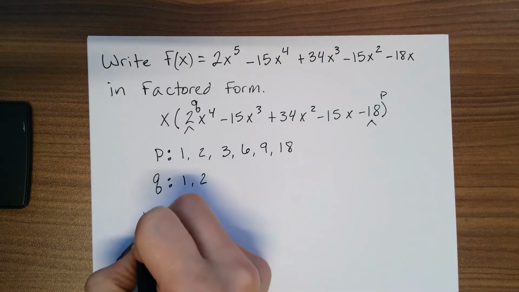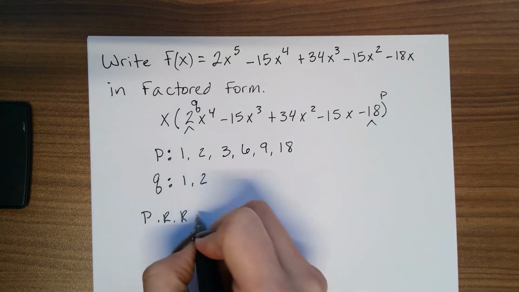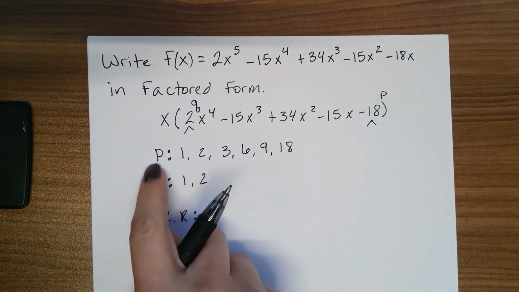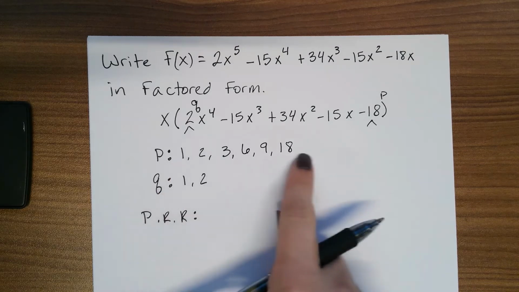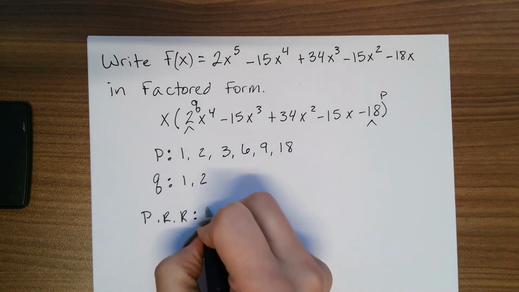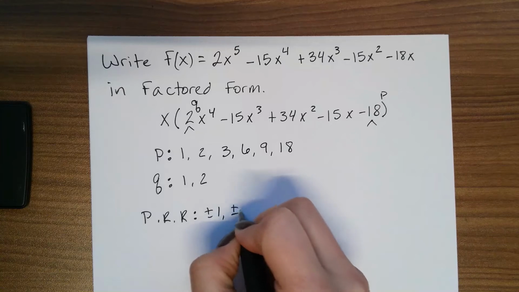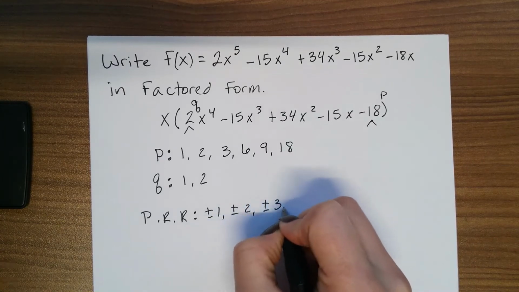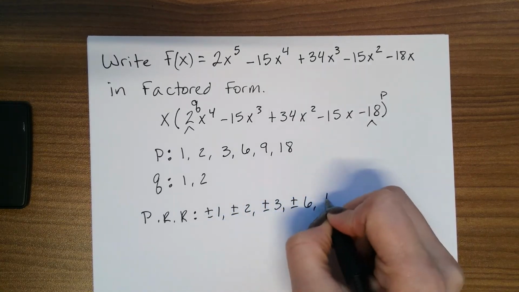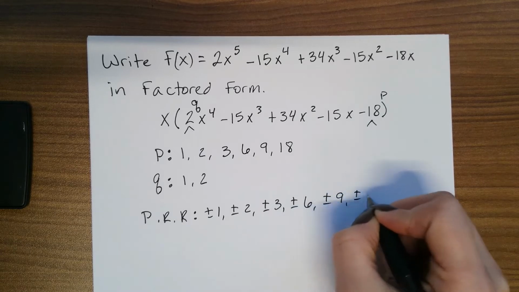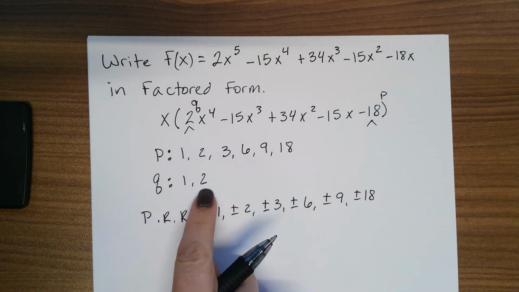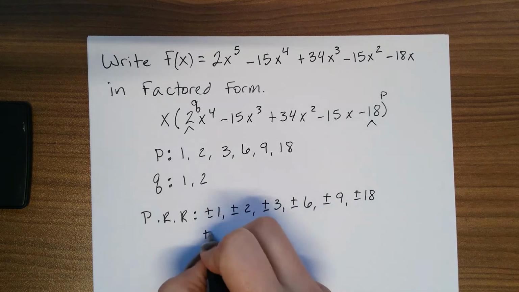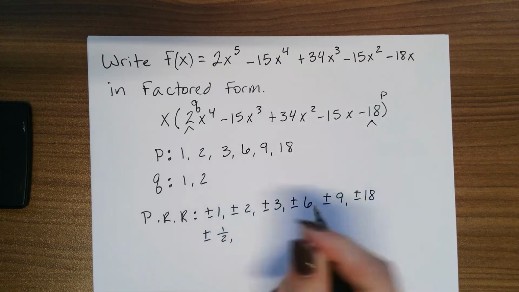So the possible rational roots will be each p divided by each q. So all of my p's divided by 1, plus or minus 1, plus or minus 2, plus or minus 3, plus or minus 6, plus or minus 9, and plus or minus 18. And then each p over 2 will give me plus or minus a half.